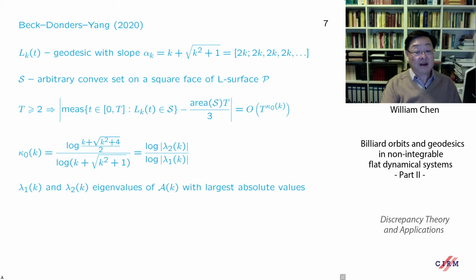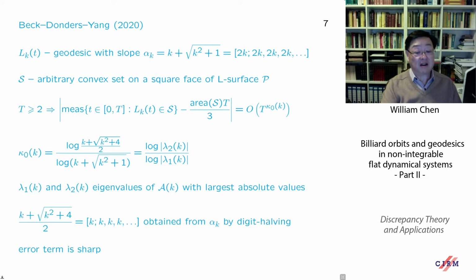The constant kappa naught, which now depends on k, is obtained using the two largest eigenvalues, or the two eigenvalues with the largest absolute values of some suitable transition matrix AK. And the error term is sharp.